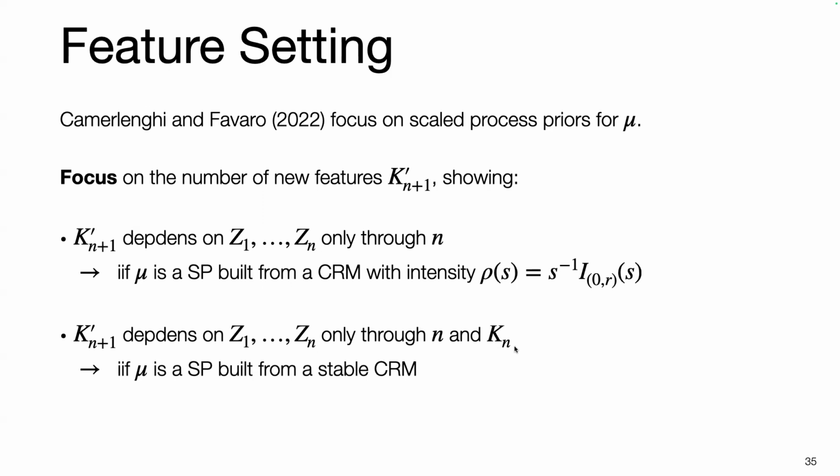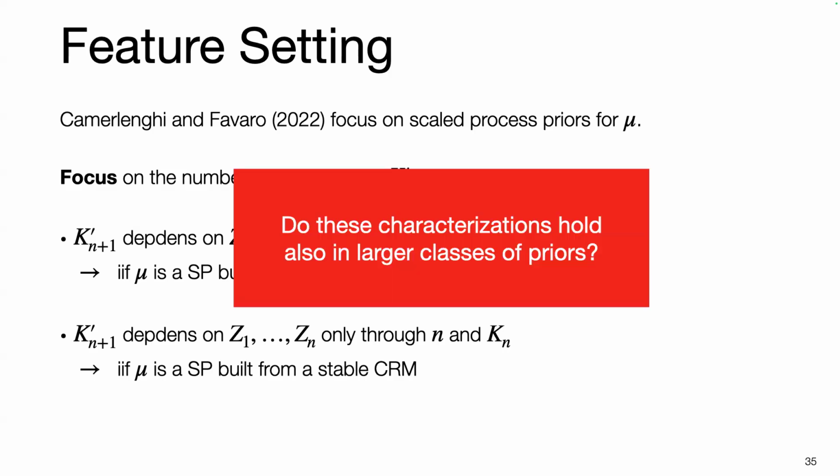The weakness of these kinds of characterizations is that they hold true only in the class of scaled processes. So it is natural to ask ourselves if this characterization holds true in a much broader sense. Is it only scaled processes built from stable complete random measures that yield these predictive structures, or could we choose other priors and have analogous predictive structures?